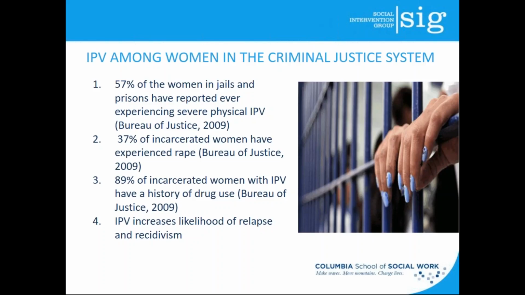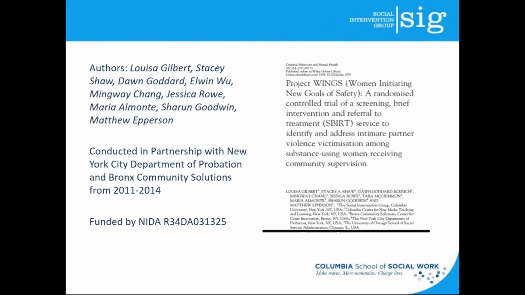89% of incarcerated women with intimate partner violence have a history of drug use. And IPV really increases the likelihood of not only relapse, but recidivism. So there's a big push to address the issue of intimate partner violence in the criminal justice system. And as many of you know, 1 in 100 adults are incarcerated in this country, and even more are in community corrections. So it's a huge population that we're talking about.